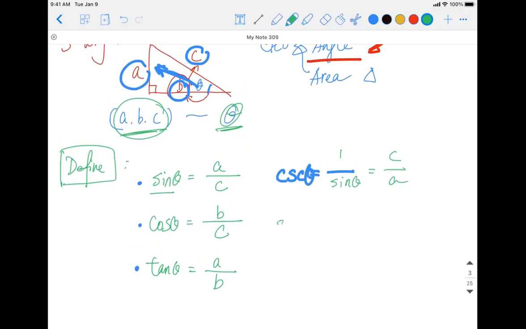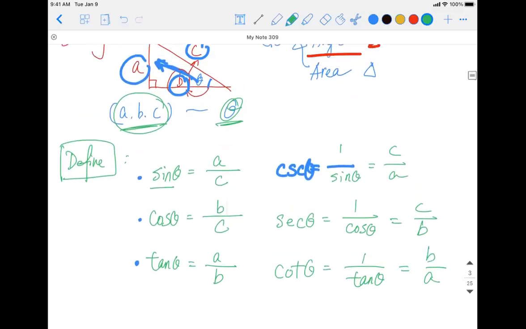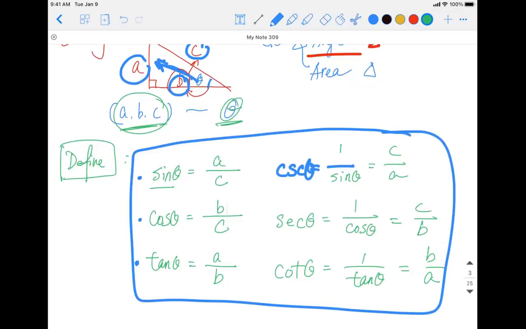And we define secant theta, S-E-C, as the reciprocal of cosine theta, which is C over B. Again, people just make such a definition. And the last one is cotangent theta. Cotangent theta is defined as the reciprocal of tangent theta, which is B over A. Like I said, all the way to here, there's no reasoning. People just define that, and after you take it as is, we already have the six basic, very important trigonometric definitions. These are the six things we're going to talk about for this entire lecture. And also, like I said, these three are more important.